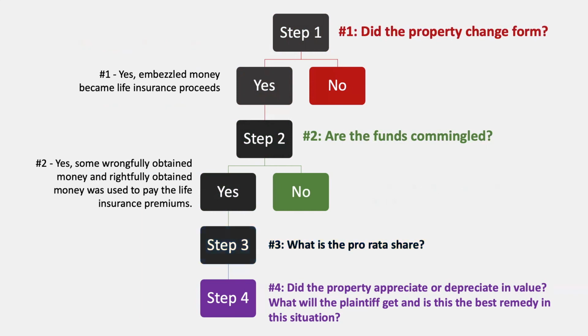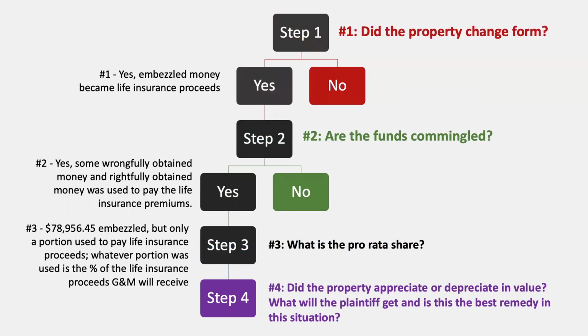Now, what is the pro rata share? They didn't really say what the percentage was that was paid to the life insurance premiums, but you know that about 78,000 plus dollars was embezzled. And now they're saying only a portion of this was used to pay life insurance proceeds. And so whatever portion was used is the percentage of life insurance proceeds that G&M will receive. So let's say the money that was used to pay the life insurance proceeds was 50% G&M's, well, then G&M will get 50% of the life insurance proceeds.